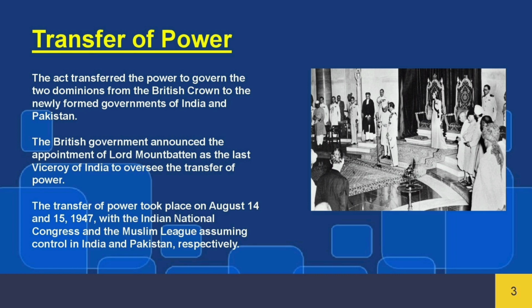Transfer of power. The act transferred the power to govern the two dominions from the British Crown to the newly formed governments of India and Pakistan. The British government announced the appointment of Lord Mountbatten as the last Viceroy of India to oversee the transfer of power. The transfer of power took place on August 14 and 15, 1947, with the Indian National Congress and the Muslim League assuming control in India and Pakistan, respectively.